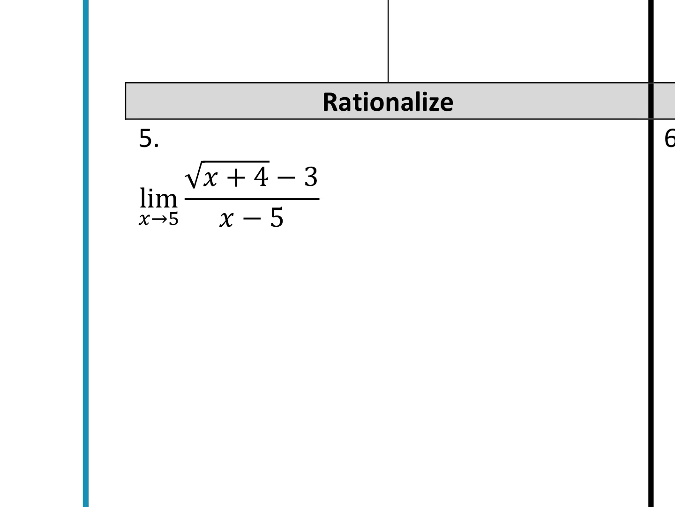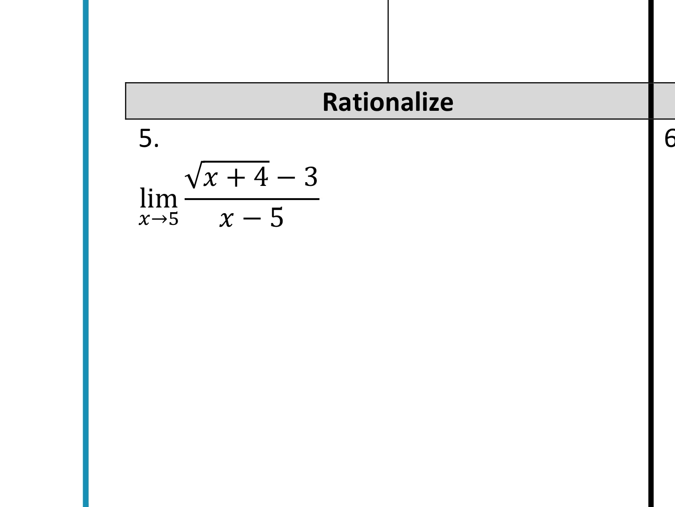If you plug in 5 right away, this is another one that's going to get you a 0 over 0. Now, anytime there's a radical and you get a 0 over 0 after plugging it in, you're always going to rationalize, no matter where the radical is. Typically we say that radicals are unsimplified when they're on the bottom. If it's on the top, doesn't really matter. We're going to try to rationalize it anyway to see if that helps us a bit.